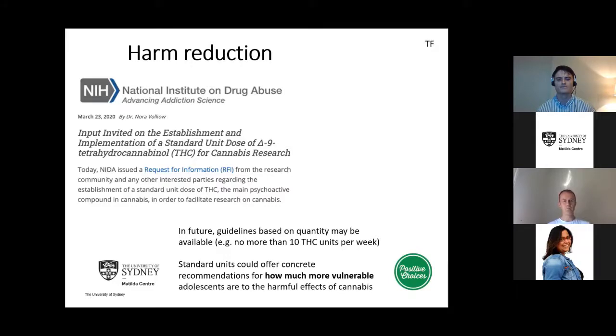Because people like Jack and myself often provide the message of saying adolescents are more vulnerable. But by having quantitative recommendations, we can really say how much more vulnerable they are. And by doing this, we can hopefully encourage them to delay their use by illustrating the increased harms based on quantity when used in adolescents.